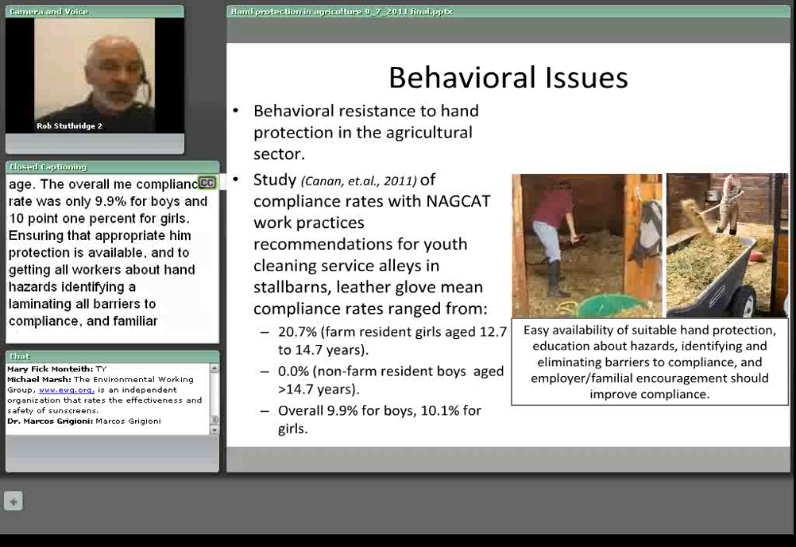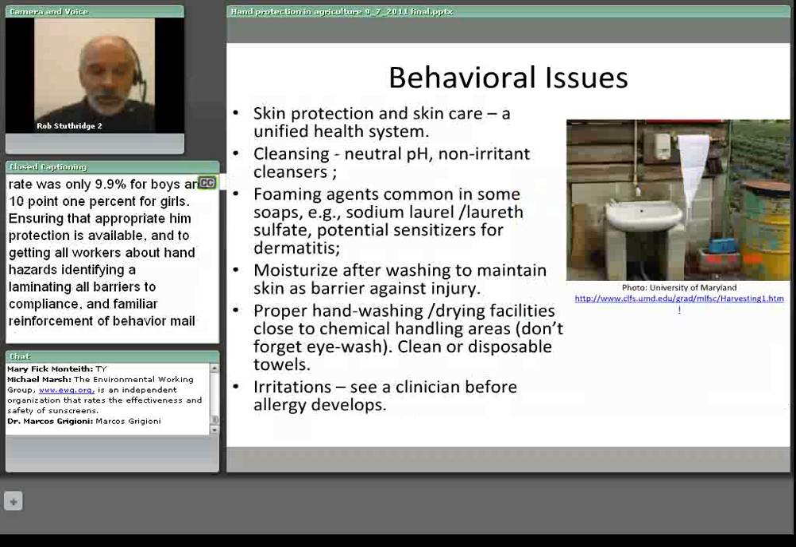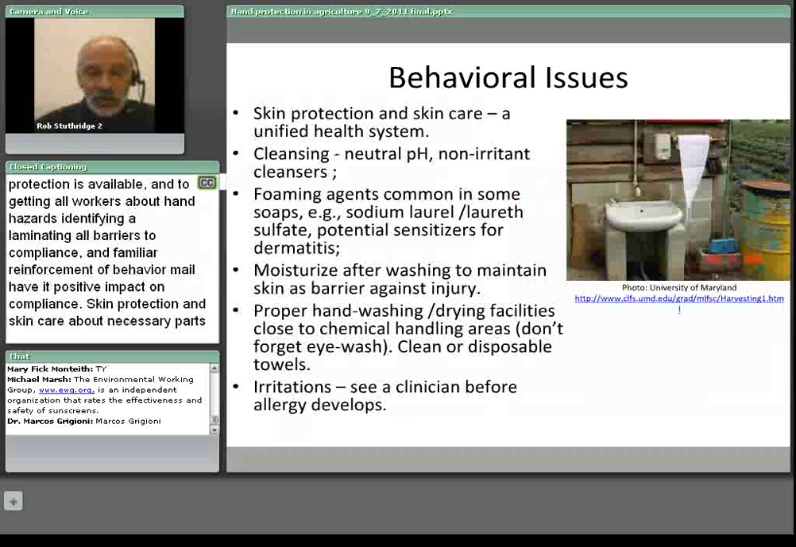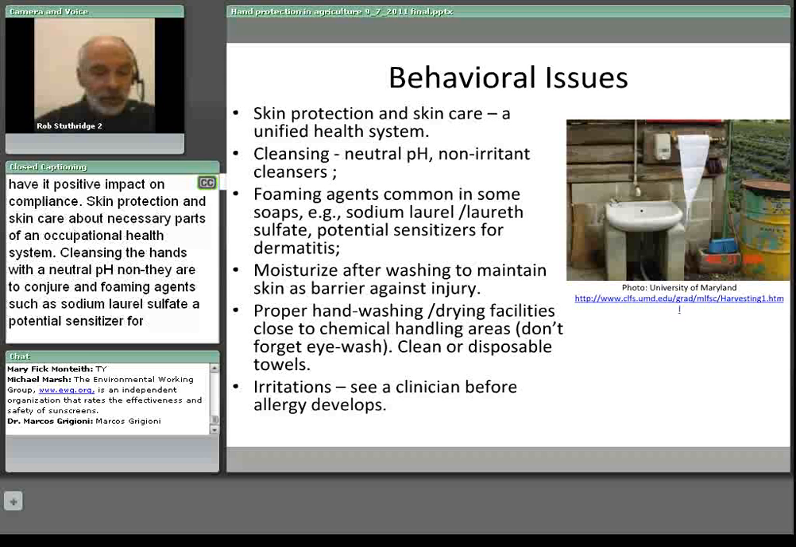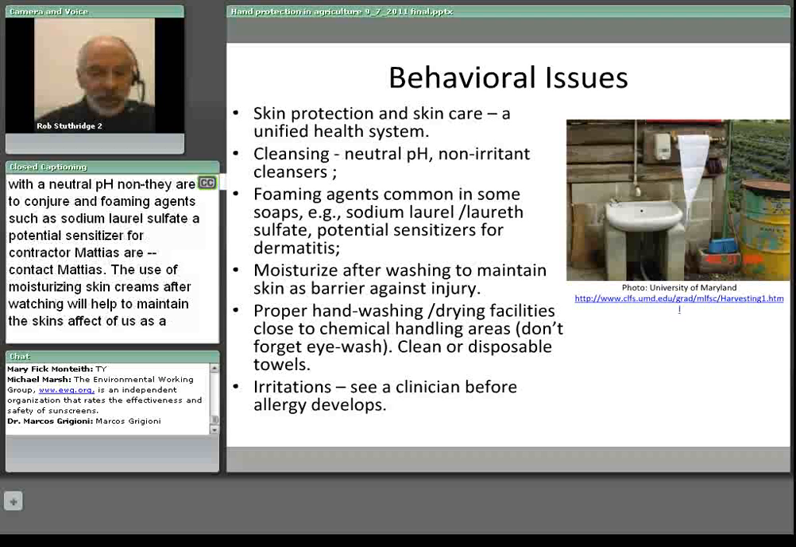Skin protection and skin care are both necessary parts of an occupational health system. Cleanse the hands with a neutral pH non-irritant cleanser, and remember that foaming agents such as sodium lauryl sulfate are potential sensitizers for contact dermatitis. The use of moisturizing skin creams or lotions after washing will help to maintain the skin's effectiveness as a barrier against injury. Effective hand washing and drying facilities should be provided close to where chemicals are to be handled.